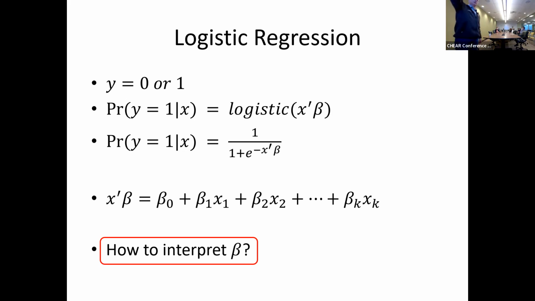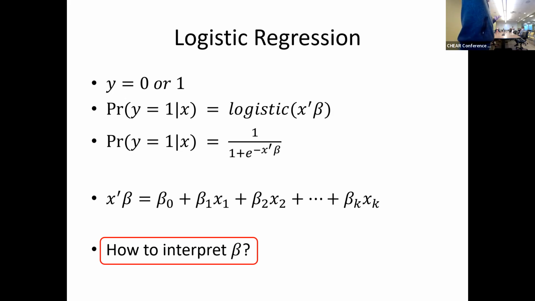Now, the logistic function is really nice because, unlike ordinary least squares, this is going to, by definition, bound this function in between 0 and 1. This can never get bigger than 1, and it can never get less than 0. Okay.